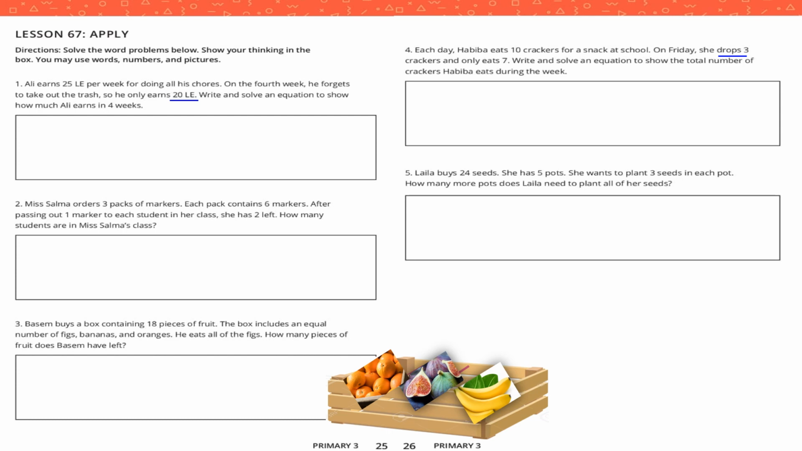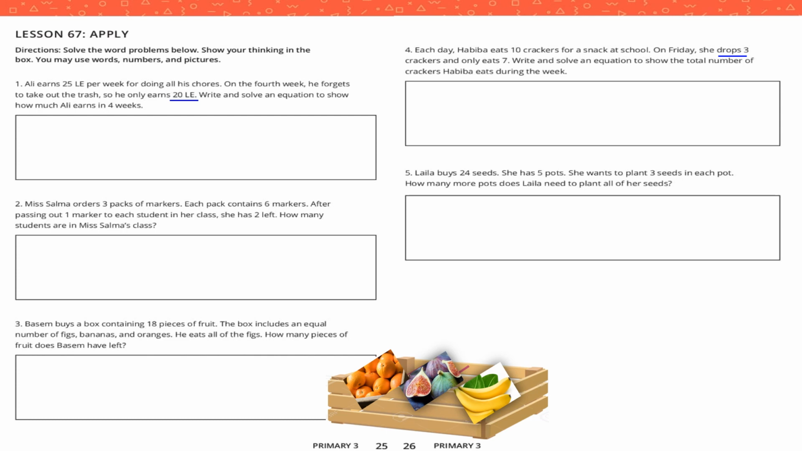Let's move to the apply part. Number 1, our story problem. Ali earns 25 LE per week for doing all his chores. On the 4th week, he forgets to take out the trash, so he only earns 20 LE. Write and solve an equation to show how much Ali earns in 4 weeks.